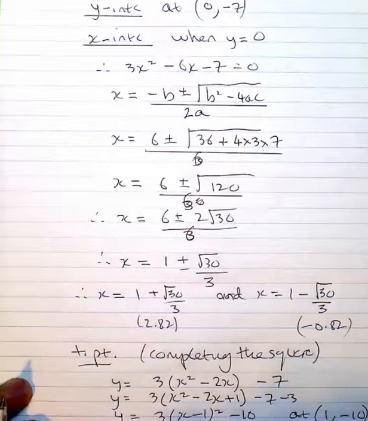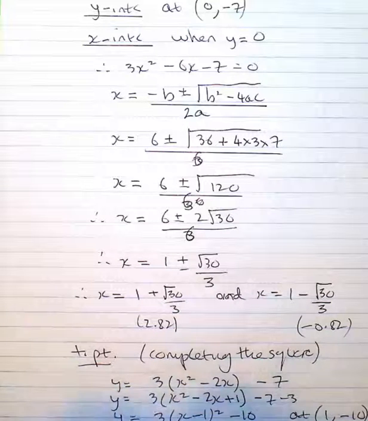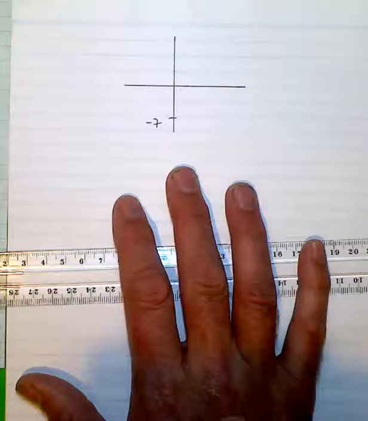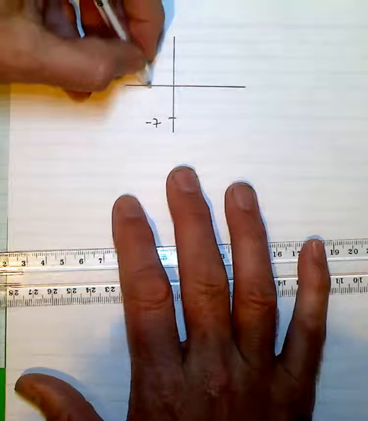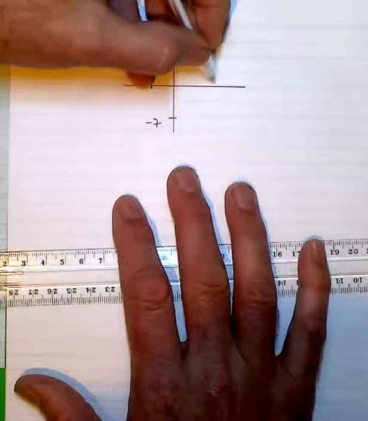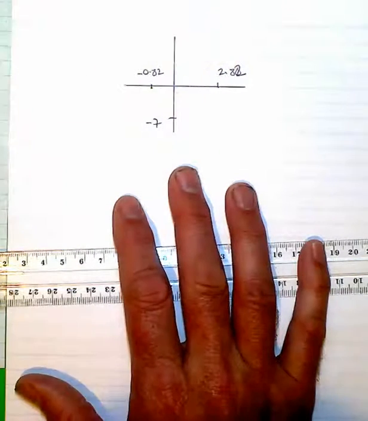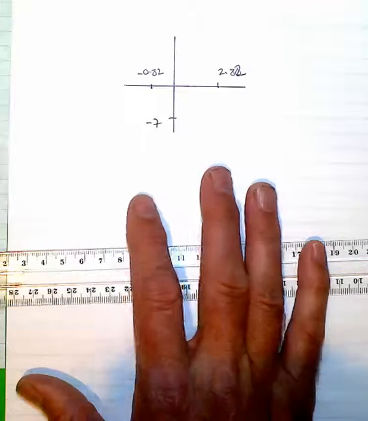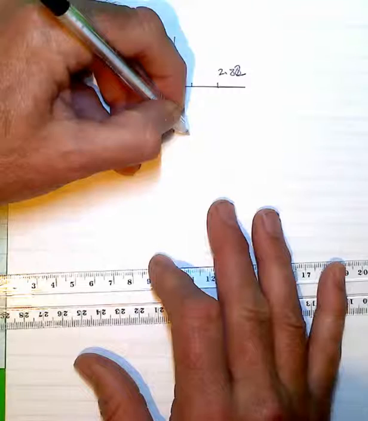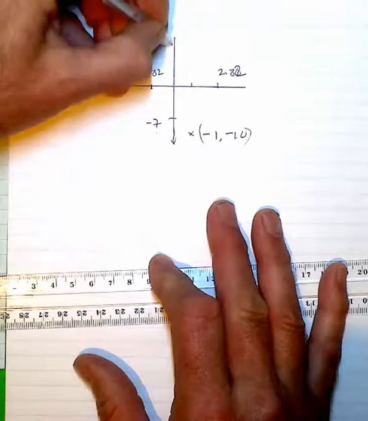I can then make use of those facts to go ahead and graph the particular function. And just putting in the pertinent points, negative 10 there, and I'm going to have negative 0.82 about there, and 2.82 about there. I've got my shape, I've got my y-intercept, I need my turning point at 1, negative 10. And I'll quickly label up my graph.